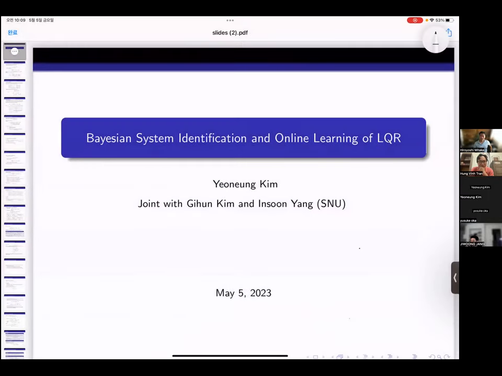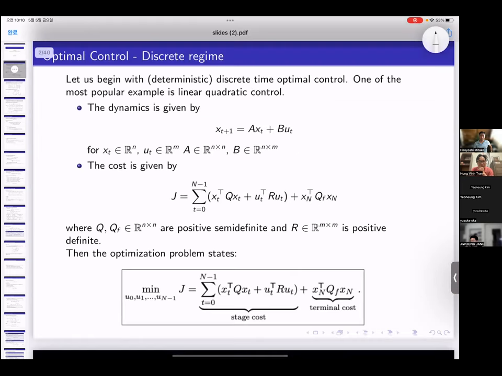So in today's presentation, I'll talk about Bayesian system identification and online learning of LQR, which are quite classical problems in the field of electrical engineering and some of the machine learning community. And these works are based on joint work with Yeoneung Kim and Insun Yang. Yeoneung Kim is a student of Insun Yang, and Insun Yang is my postdoc mentor. Well, I was a postdoc mentor.